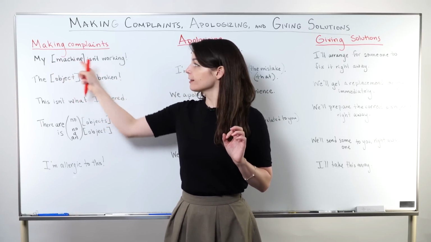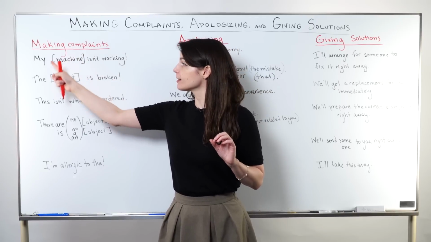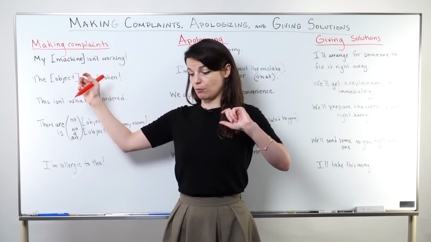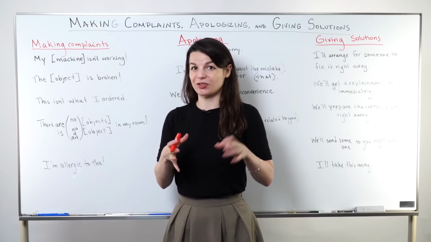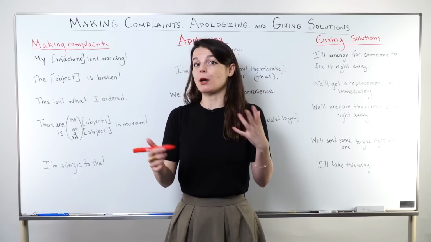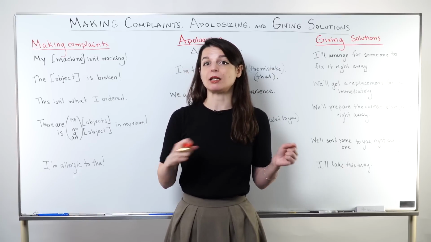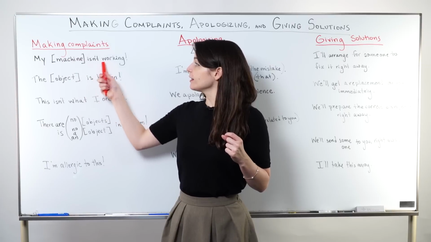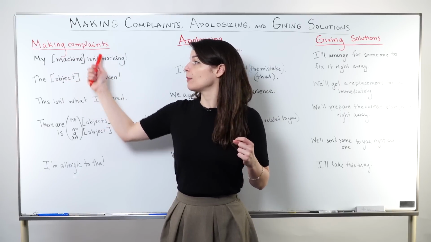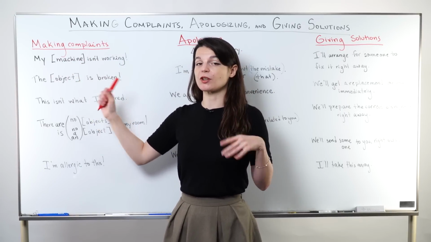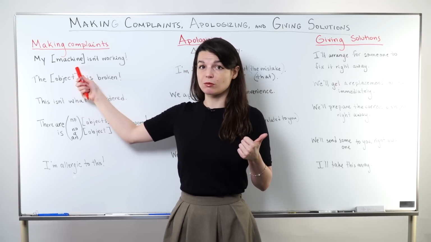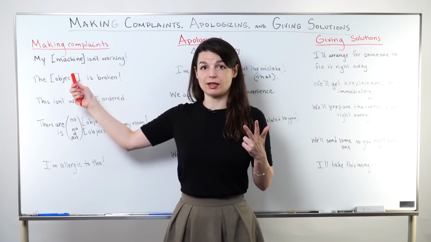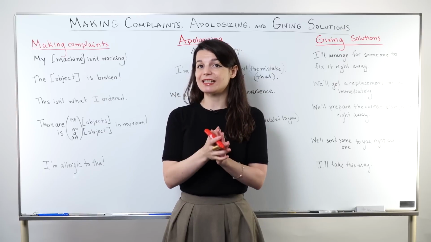So in this complaint pattern, we use some kind of machine. This can be like an electronic device. It can be something that doesn't use electricity, but that is like a machine. It's something that has many parts that we need to work together. So we use isn't working when we're talking about a problem with a machine. So for example, my smartphone isn't working, or my refrigerator isn't working, my air conditioner isn't working. Some kind of machine isn't working.